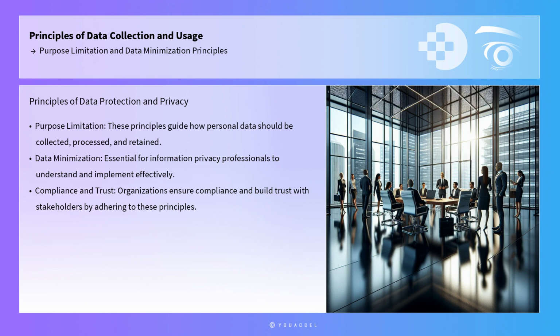Purpose limitation and data minimization are two foundational principles in the realm of data protection and privacy, particularly under regulations such as the General Data Protection Regulation in the European Union. These principles are essential for information privacy professionals to understand and implement effectively, as they guide how personal data should be collected, processed, and retained.